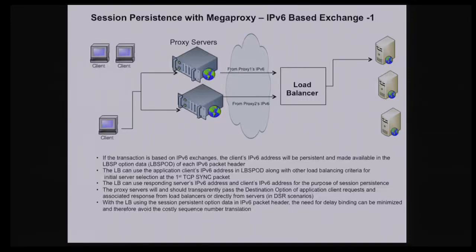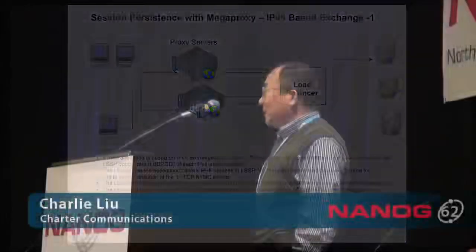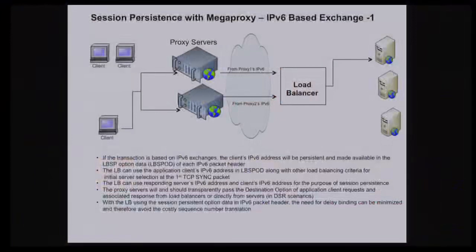So here, we look at this picture. Earlier, we talked about if this is IPv4 traffic, because the different TCP connections issued by the same client could go through different proxy servers, and could be sent to two different servers.